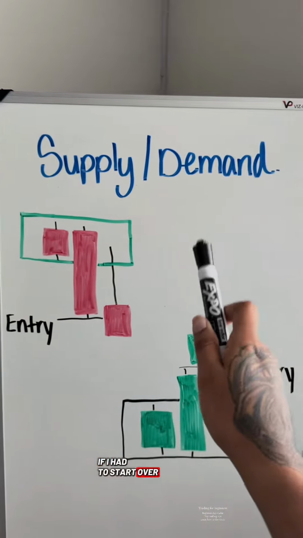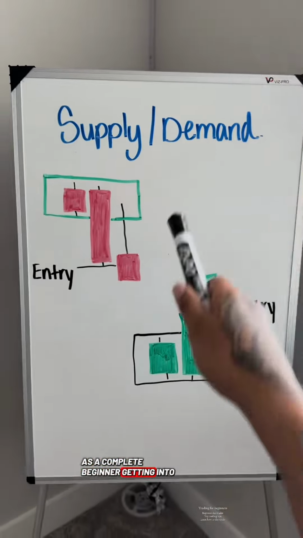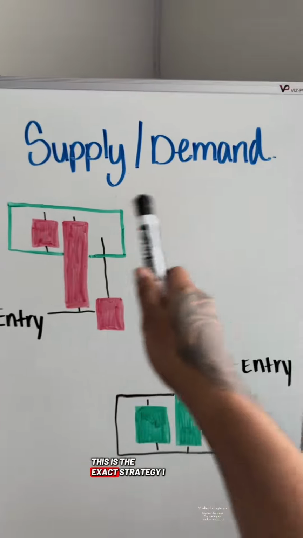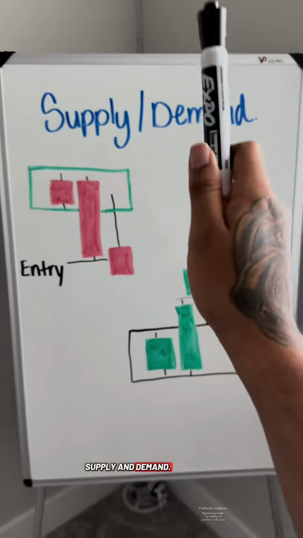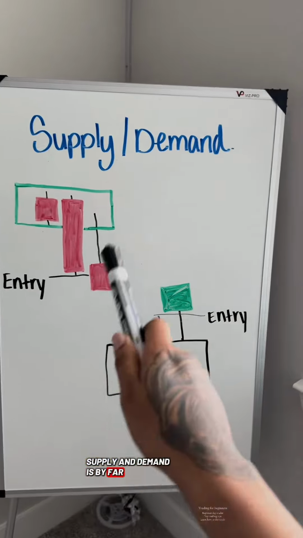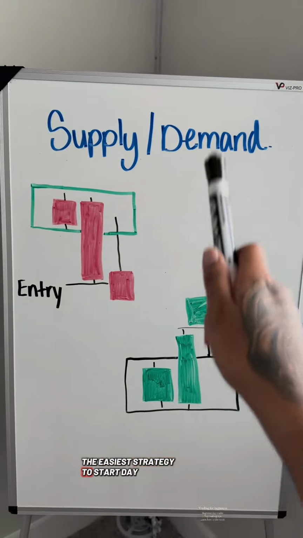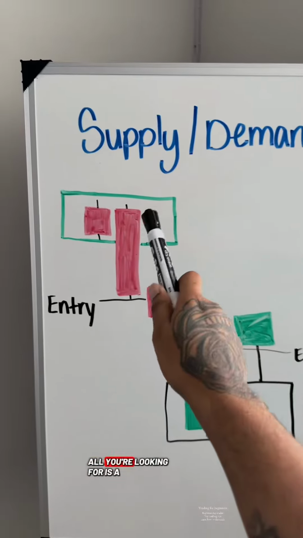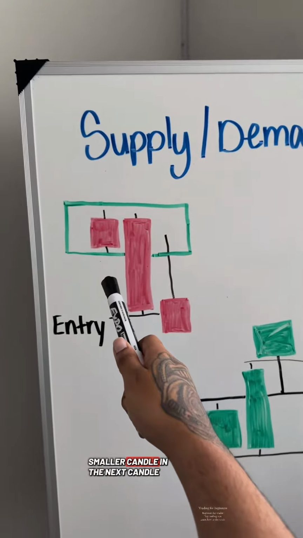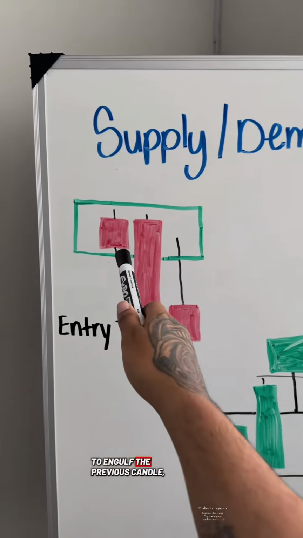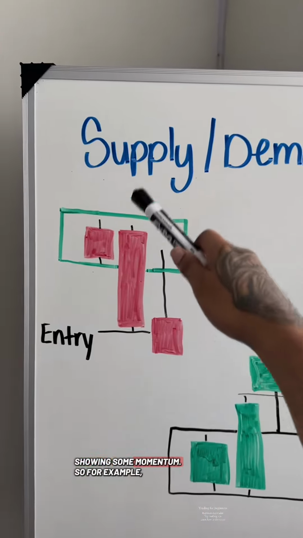If I had to start over as a complete beginner getting into day trading, this is the exact strategy I would use: supply and demand. Supply and demand is by far the easiest strategy to start day trading. All you're looking for is a smaller candle and the next candle to engulf the previous candle, showing some momentum.